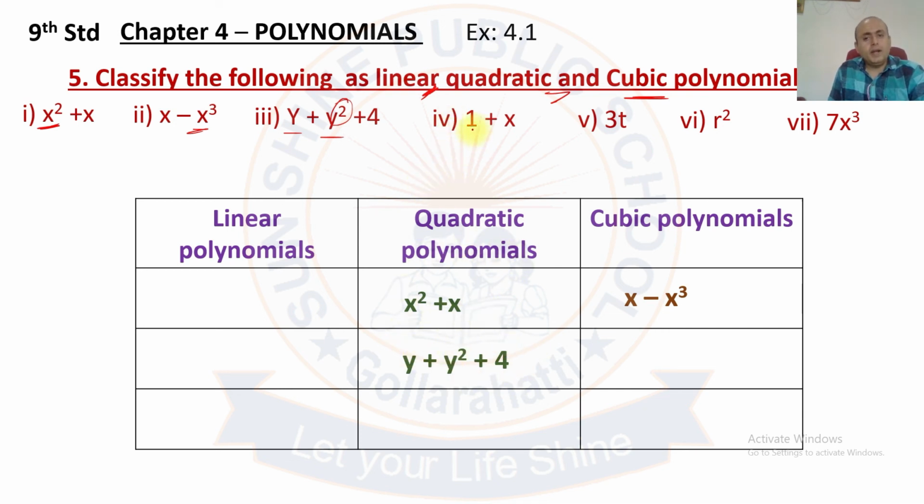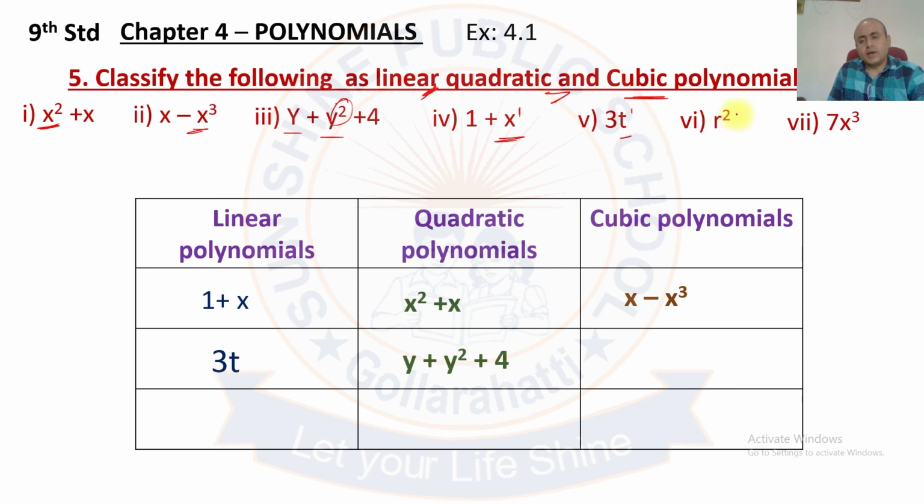Next question is 1 plus x. Here the variable x has the highest power 1. We will call it a linear polynomial. Therefore, 1 plus x to the power 1 is a linear polynomial. Fifth question is 3t. Here the variable t has power 1, therefore we will classify this under a linear polynomial. 3t to the power 1 is a linear polynomial.